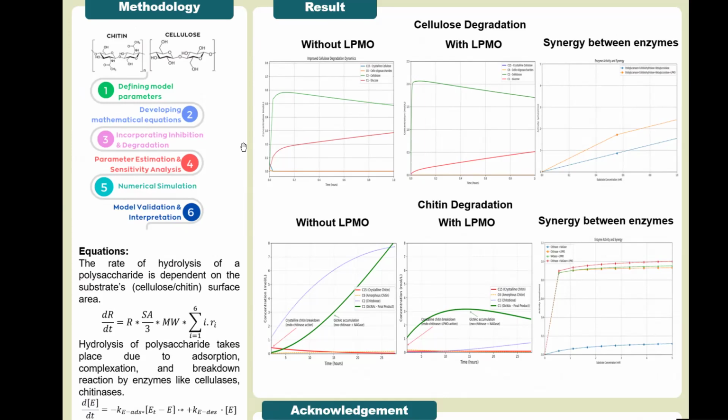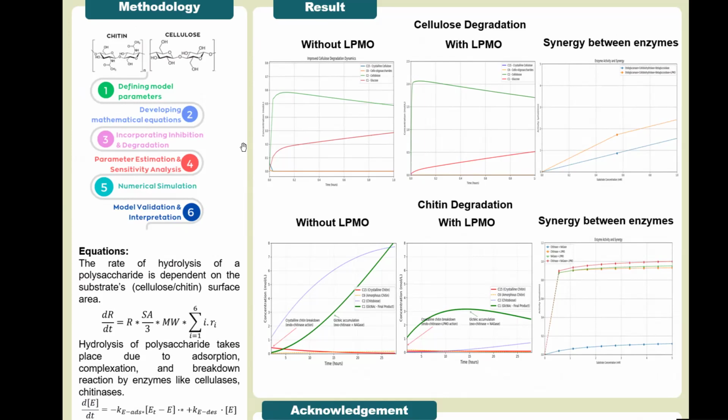And the hydrolysis of these polysaccharides takes place mainly due to the adsorption, complexation, and the breakdown reaction of the enzymes. And the rate of change of enzymes here denotes the decrease in the free enzyme due to the adsorption, and a negative sign is indicated there, where the positive sign indicates the increase in the free enzyme due to the desorption. So this is crucial for understanding the dynamics of the interactions between the enzyme and substrate, and also the substrate particle.